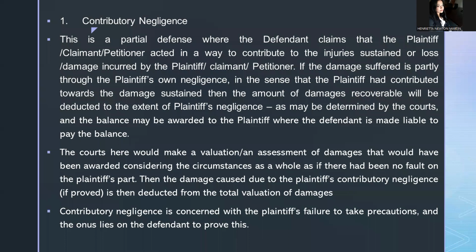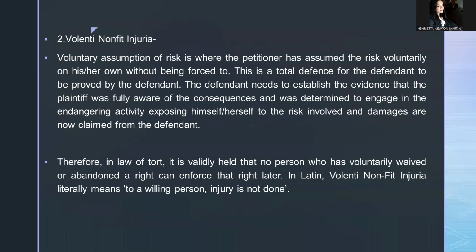So it is basically concerned where there is the plaintiff's failure also to take precaution, and the burden or the onus lies on the defendant to prove this. We did this already, so I'm just rushing through. Next is voluntary non fit injuria. We did this as well.